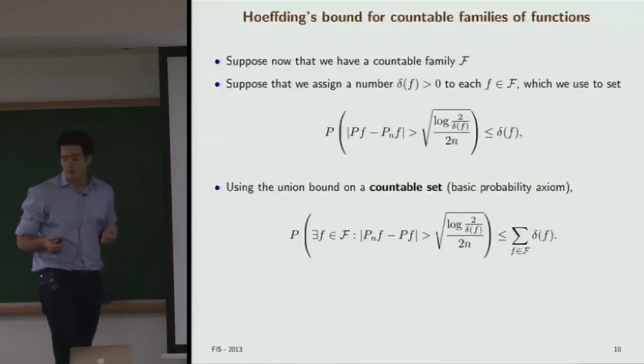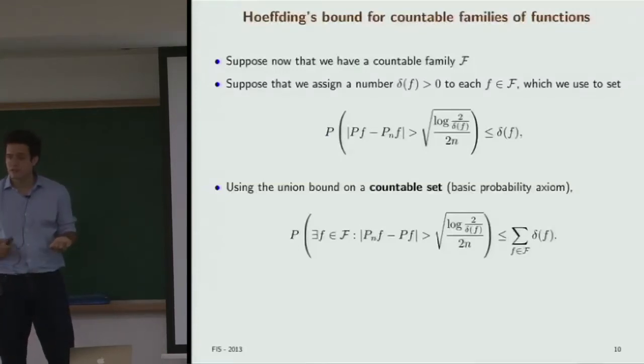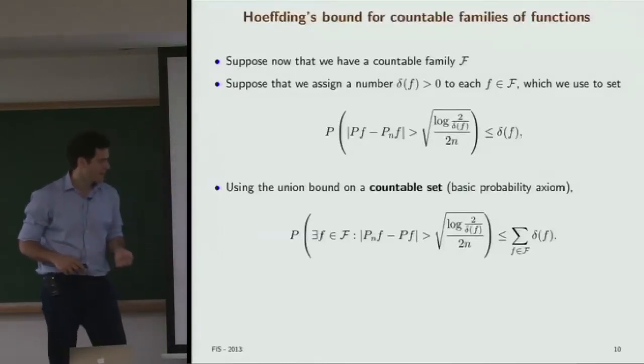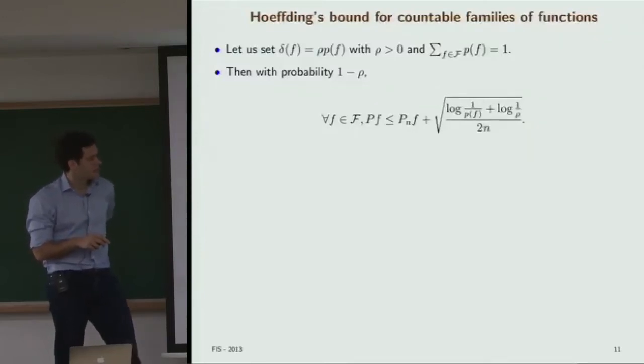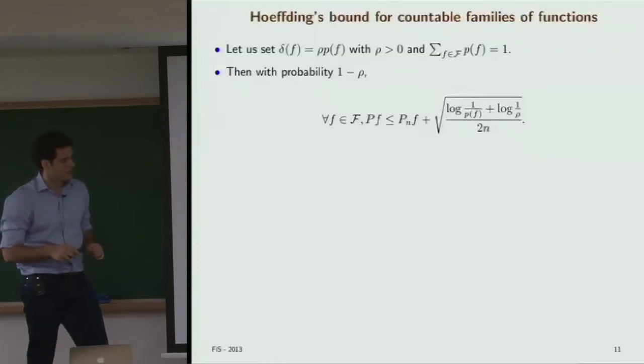Now, if we use the union bound on this, we can also directly say that the probability that there exists at least one f such that this is bigger than this is going to be simply the sum of the delta of f. So this is, again, just the classical union bound that we are applying here. Now, suppose you set delta of f equal to a multiple of a probability function of f. Then you can say that with probability 1 minus rho, for all f, P of f is smaller than Pn of f plus this quantity here.